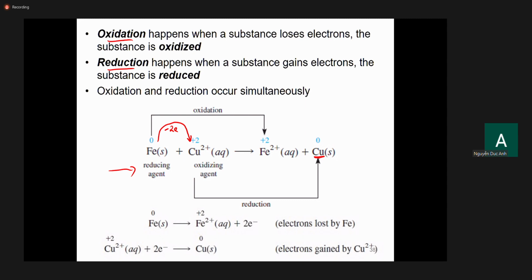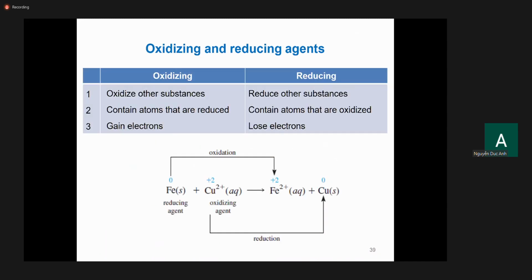On another side, in the oxidation process, the oxidation numbers will increase. And on the other side, reduction involves a decrease of oxidation number. So this is a summary of the oxidation process, the reduction process, the oxidizing agent and the reducing agent.